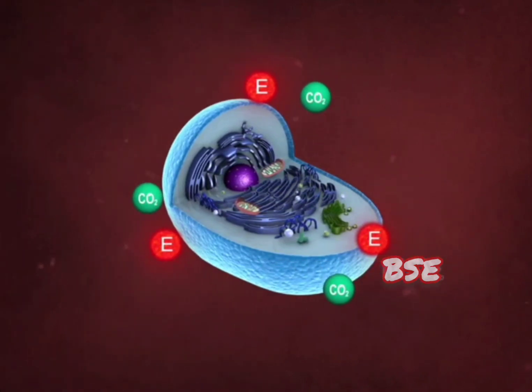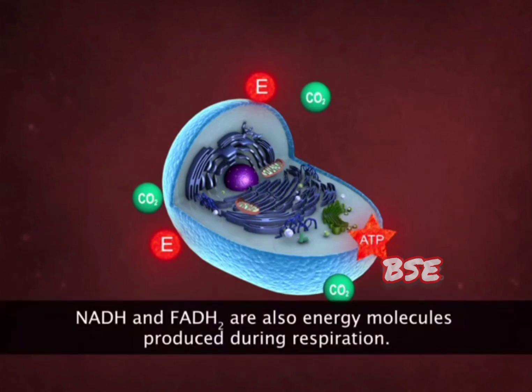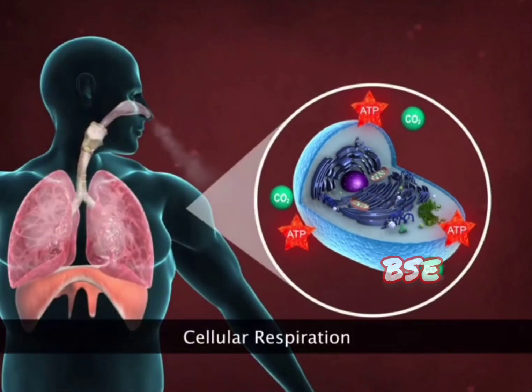Energy is released during cellular respiration in the form of chemical molecules called ATP, or adenosine triphosphate. Reduced forms of nicotinamide adenine dinucleotide, NADH, and flavin adenine dinucleotide, FADH2, are the other energy molecules produced during respiration. These molecules are oxidized to ATP during the last stage of respiration. Let's learn more about cellular respiration.